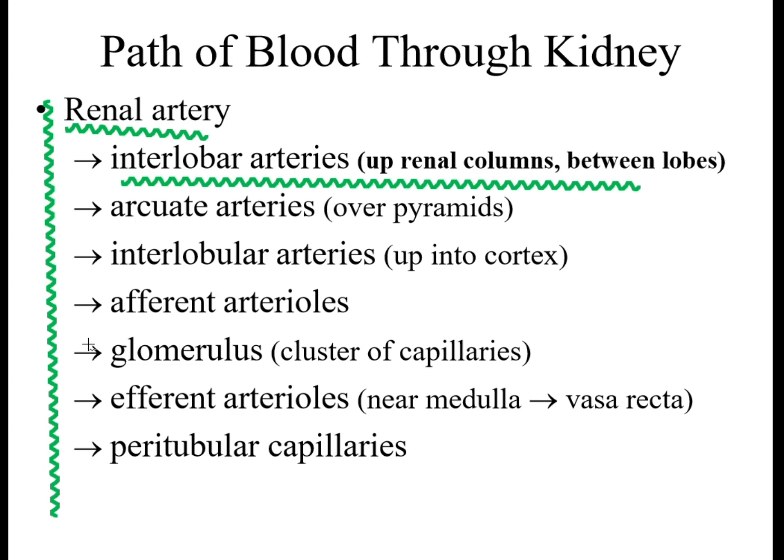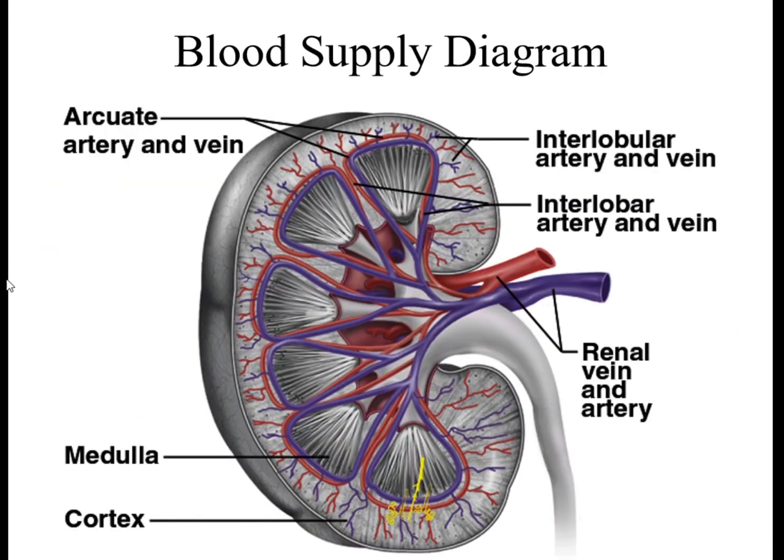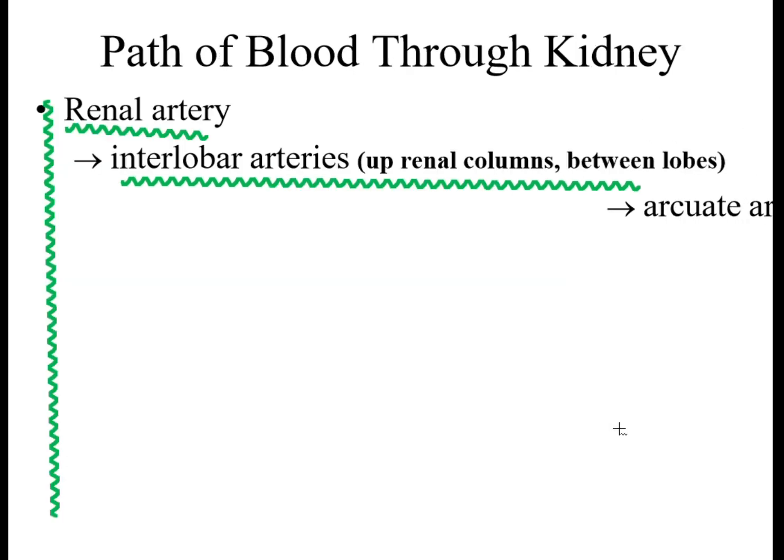You can see here these are the pathways. This is the arcuate artery and vein. This part is the medulla, and this is the cortex, as we know. Here you can see the interlobular arteries and veins, and this side is the interlobular artery and vein, and this is the renal vein and artery.